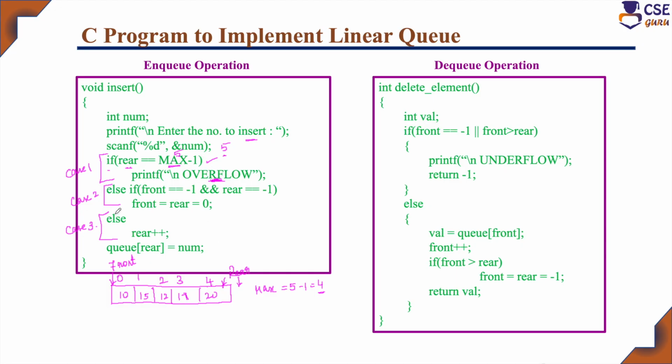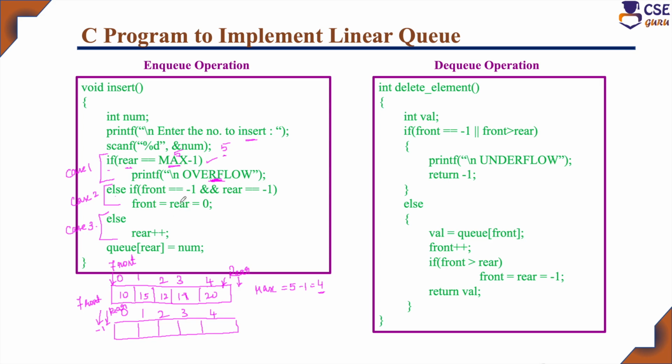Okay, suppose we consider case 2. The same 5 memory locations you have allocated, and the index will vary from 0 to n minus 1. Here both front and rear are pointing to the -1 position. What is the meaning?